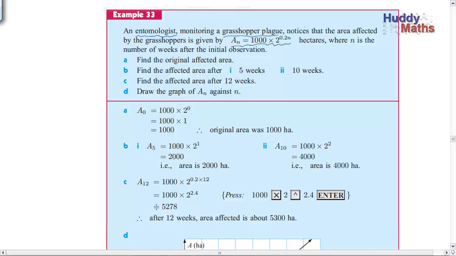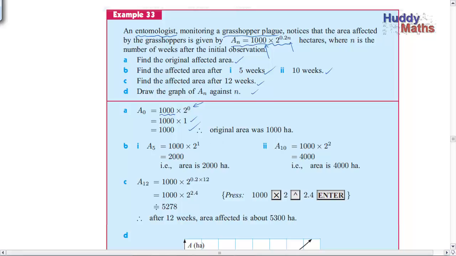So here, that's the area in hectares. There's the initial number of hectares, and this is after n weeks. So find the original affected area, and then the affected area at various times, and let's plot out what's happening. Because these little fellas multiply very quickly and move around quickly. So the area affected is 1,000 initially by 2 to the 0. Because initially means when time is 0, when he started measuring. So it's 1,000 by 1, it's 1,000 hectares that was originally affected.